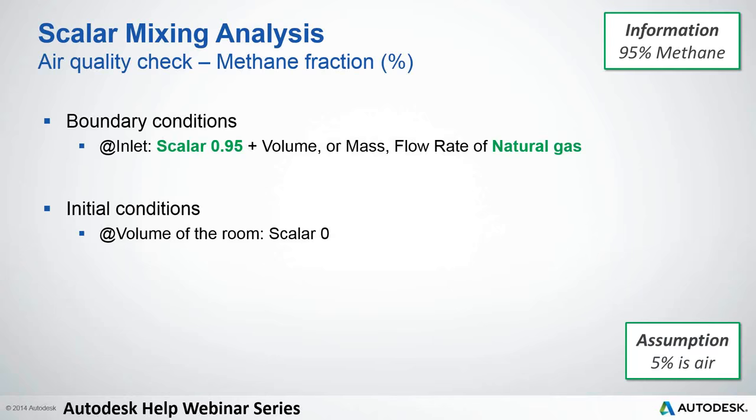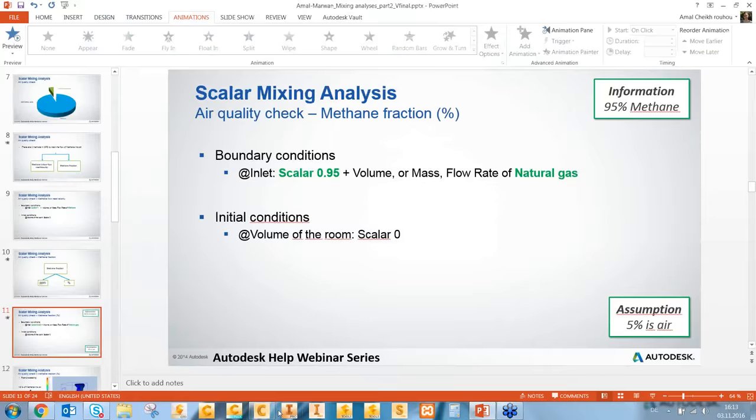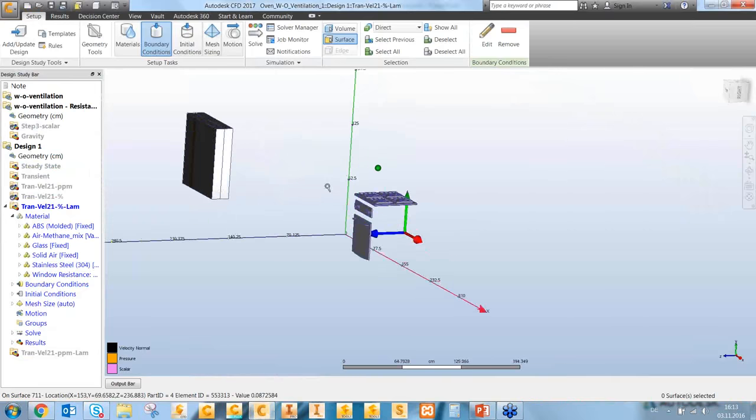So what you're basically saying, Amal, is 95% of the gas going in is methane. Yeah, exactly. As methane is 95% of the natural gas, I'm modeling only 95% methane, because natural gas has other components, and those make up the other 5%. Probably you're asking what about the 5%? For me, the most important thing is to track the methane, so I assumed that 5% is air. Even though it's not really air, for our purposes we're going to assume it's air because we care mostly about the methane. Exactly.